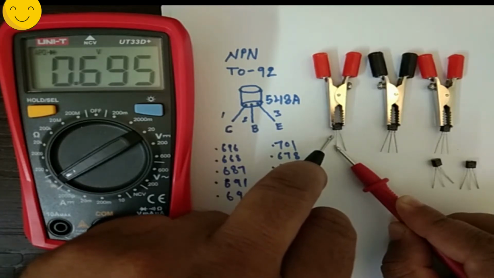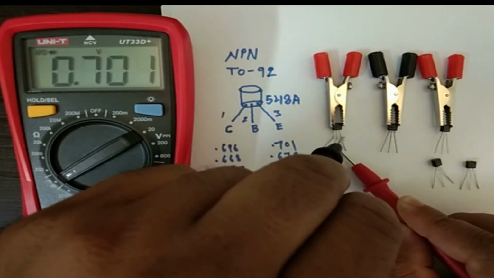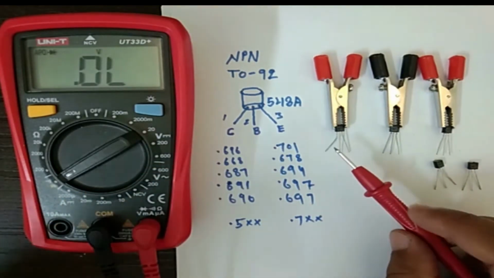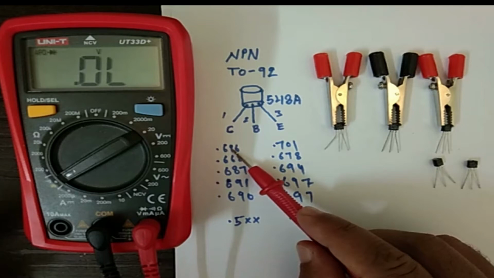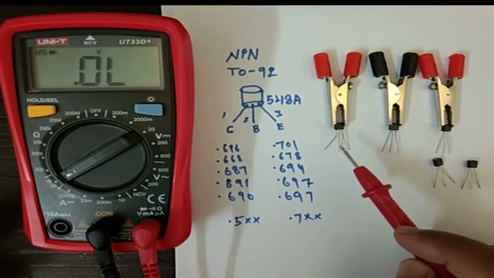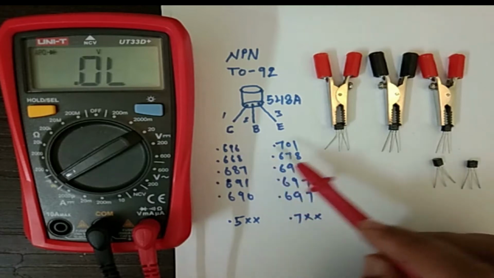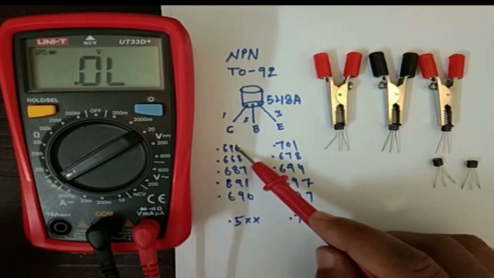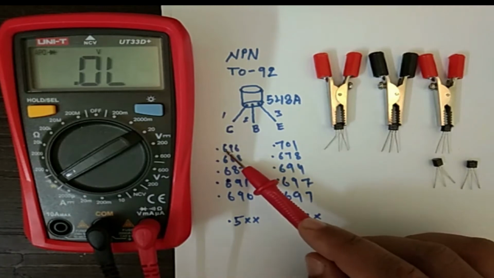Okay, 0.695, and on the emitter side it is showing 0.701. So in the first transistor, earlier I had measured 0.696 and 0.701. So it is equal, nothing so much difference. So you will find in the collector and emitter measurements that this number varies only from 0 to 10, maybe from 0 to 10 this number will be the same.